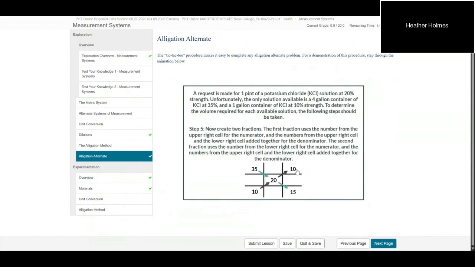Next, we would take these numbers and we'd create 2 fractions. So the first fraction we're going to do is we're going to use the 10. So the 10 would go on top, and then you'd put 15 plus 10 on the bottom. And then for the other fraction, you would take the 15 and put it on top, and the bottom numbers would be the 15 plus 10. So they're both going to have the same denominator.